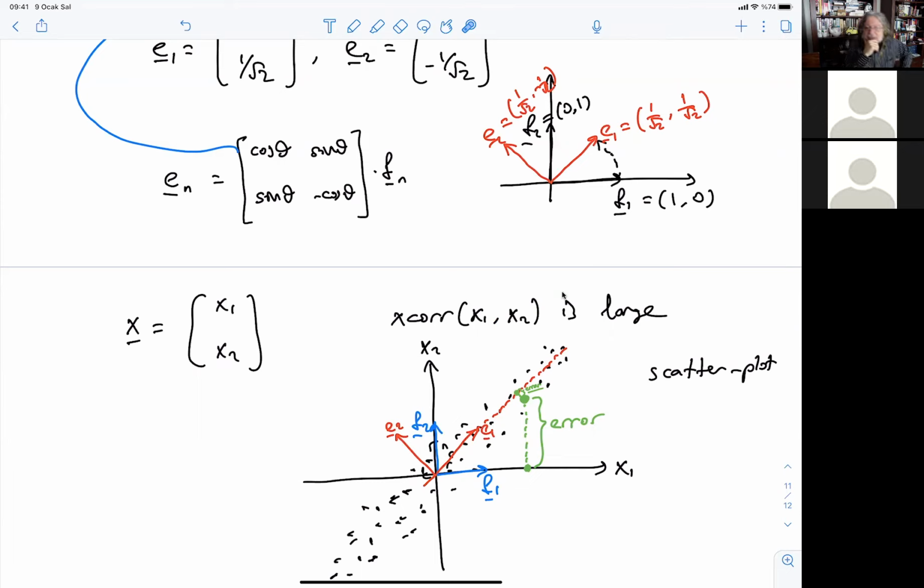So I'm going to stop at this point, and we will continue with this very important discussion of how to optimize a transformation next week at the same hour. So I'm stopping at this point.